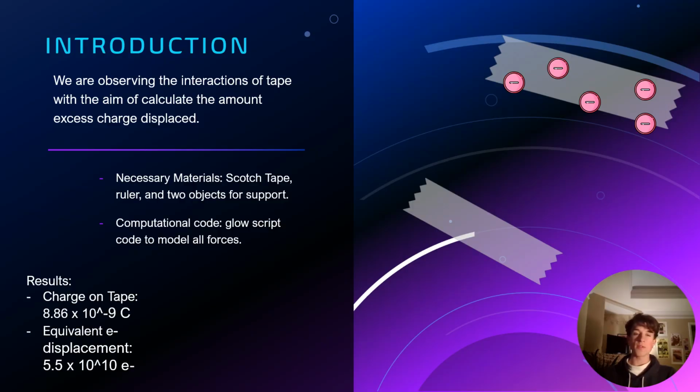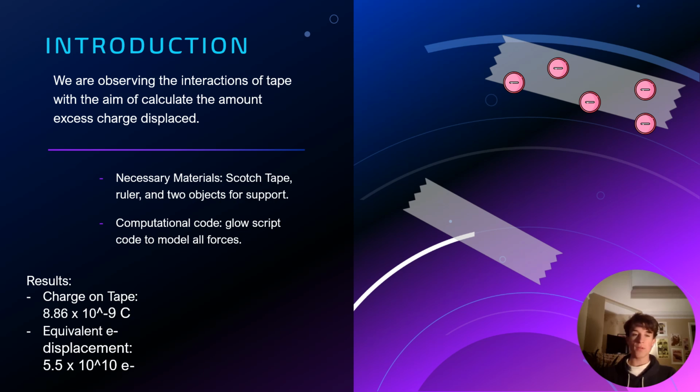The purpose of this experiment is to observe the interaction of two pieces of charged tape to calculate the excess charge on the tape compared to neutral. The materials we need for this are three 8-inch pieces of Scotch tape, a ruler, and two objects of about the same height for support. We also need access to CloudScript Python for the computational model.